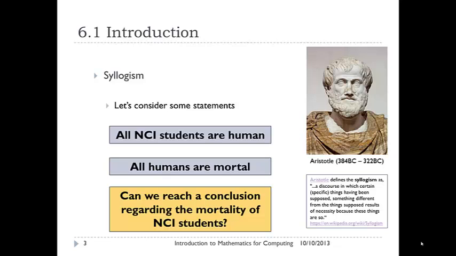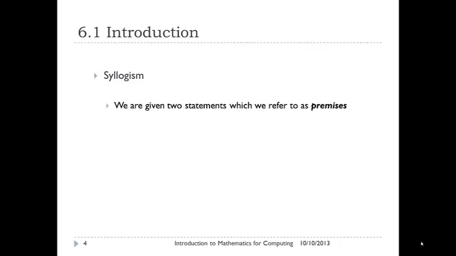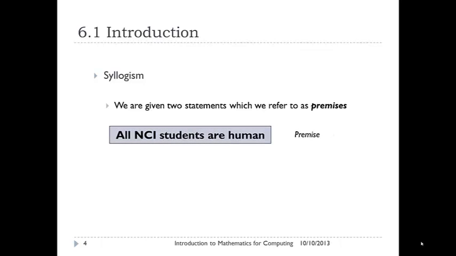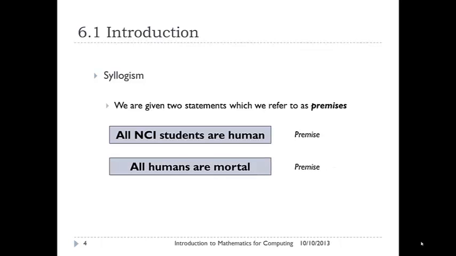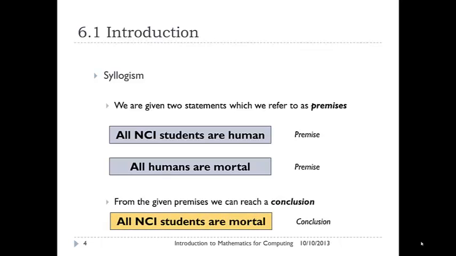So in this case, let's break it down and see what conclusion we can reach based on taking these two initial statements as being true. In terms of terminology with the syllogism, the initial statements are going to be called premises. So in this case we've got two premises. The first premise is that all NCI students are human. The second premise is that all humans are mortal. And based on these two premises we will reach a conclusion. The conclusion in this case is that all NCI students are mortal.